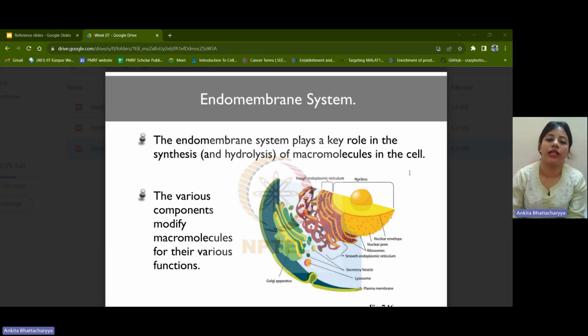So that majorly brings together and shows the key role of the endomembrane system in synthesis and hydrolysis of macromolecules within the cell and how they modify macromolecules for different types of functions. So that sums up our discussion for this week.